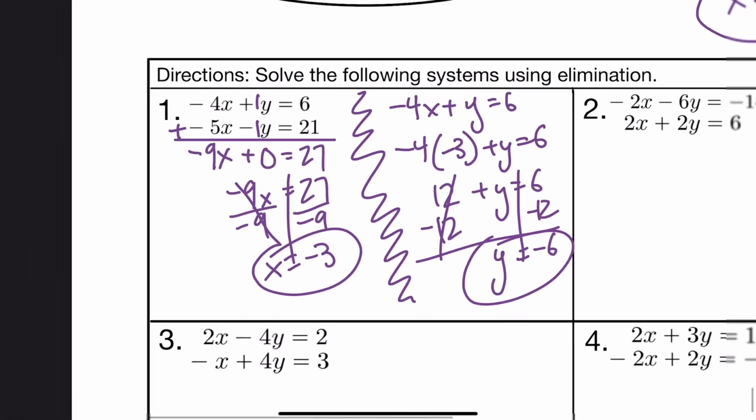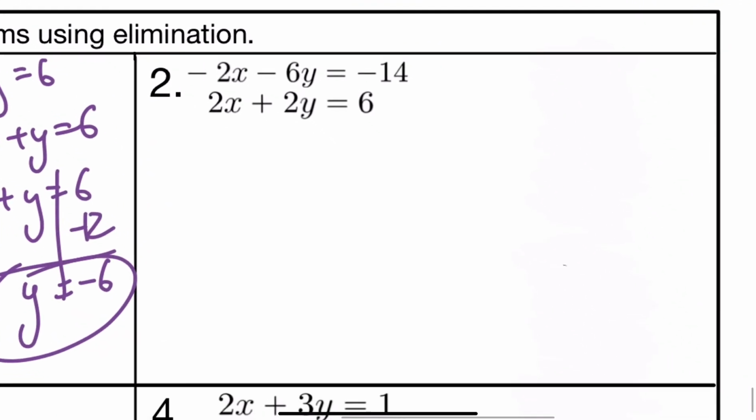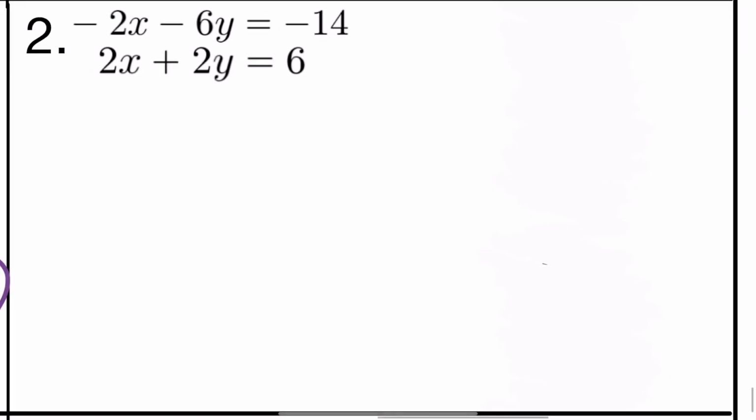I am also going to look at number 2, but I'm just going to start this one for you. We're not going to do the whole thing all the way through together, at least. You're going to do it. So let's take a look at number 2. We have negative 2x minus 6y equals negative 14, and 2x plus 2y equals 6.